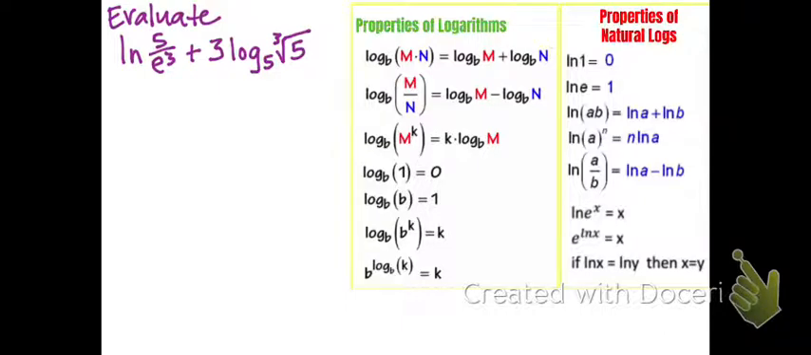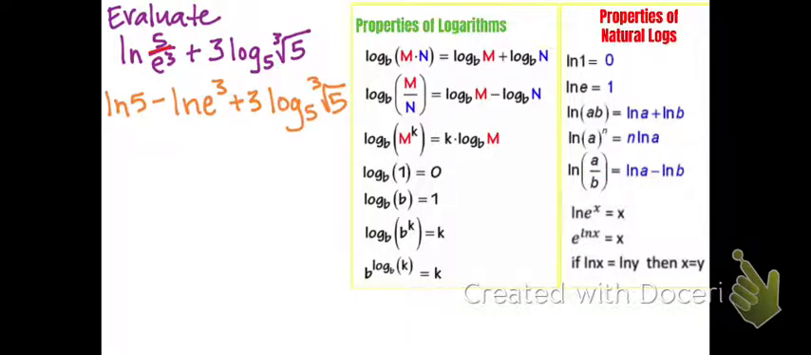I'm going to focus in on the fact that that is division and look at the natural log properties. This one right here tells us that we can change it from a quotient to a subtraction problem. Now let's look at this right here. Notice that we're finding the natural log of e to the third power. Look over at the properties for natural logs.